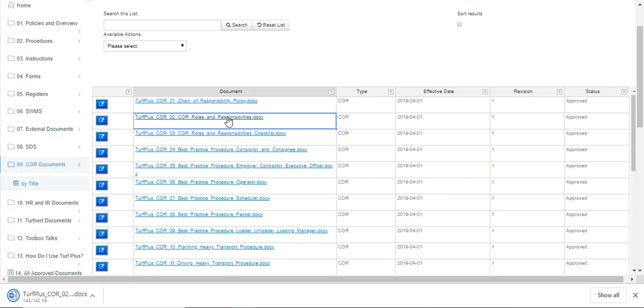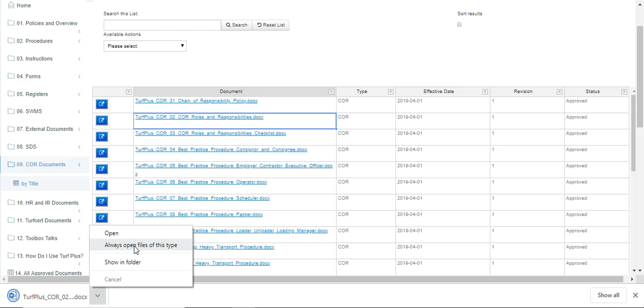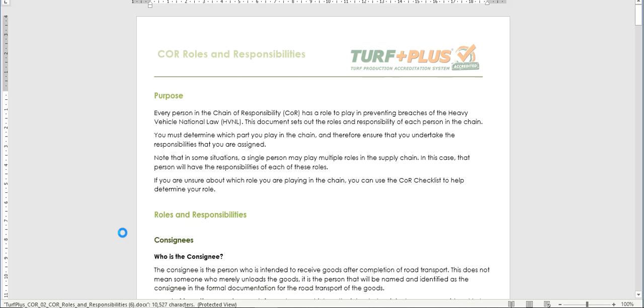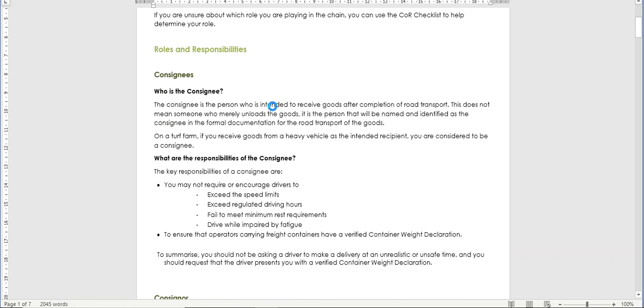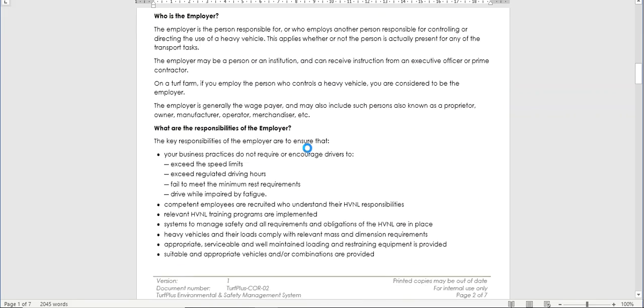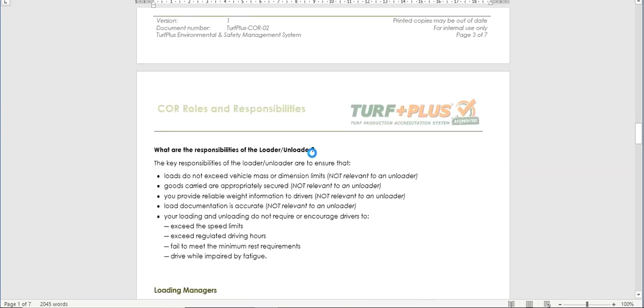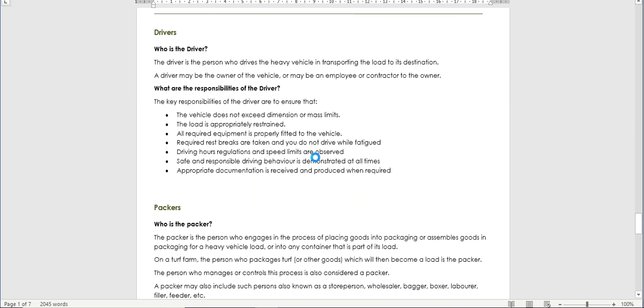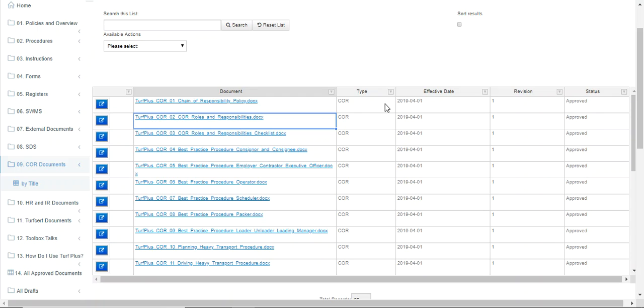Now, this document is the chain of responsibility, roles and responsibilities, which everyone should understand what roles and responsibilities they may have under the chain of responsibility. There are several different roles you can hold, and you can hold more than one within the same transport on any given day. You could be the consignor as well as the loader. And you might even be the packer. This explains what each role is, and I think everyone should understand what roles and responsibilities they hold.